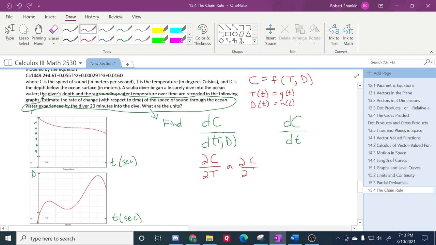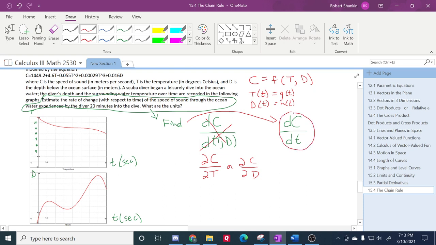And there's two different possible partials instead of this. But what we're really being asked is estimate the rate of change, speed of sound through the ocean, and estimate the rate of change with respect to time. It's just this that we're asked to find.